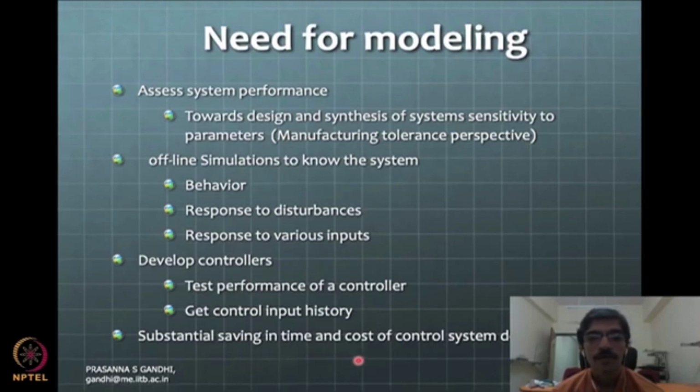And the last and foremost point you need to remember is that you can save substantially in time and cost if you build a good representation of the system and do a lot of things in software, rather than going into experiments and doing things without any background in modeling.